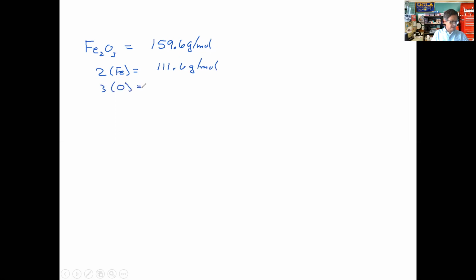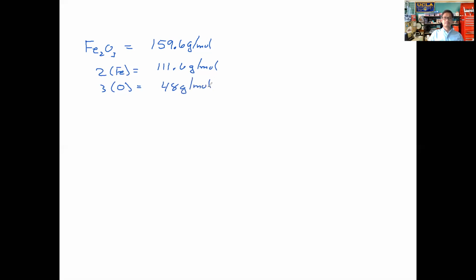And then we do the same thing with oxygen, the 3 oxygens. Let me calculate that for you, 16 times 3. We get 48.0 grams per mole.